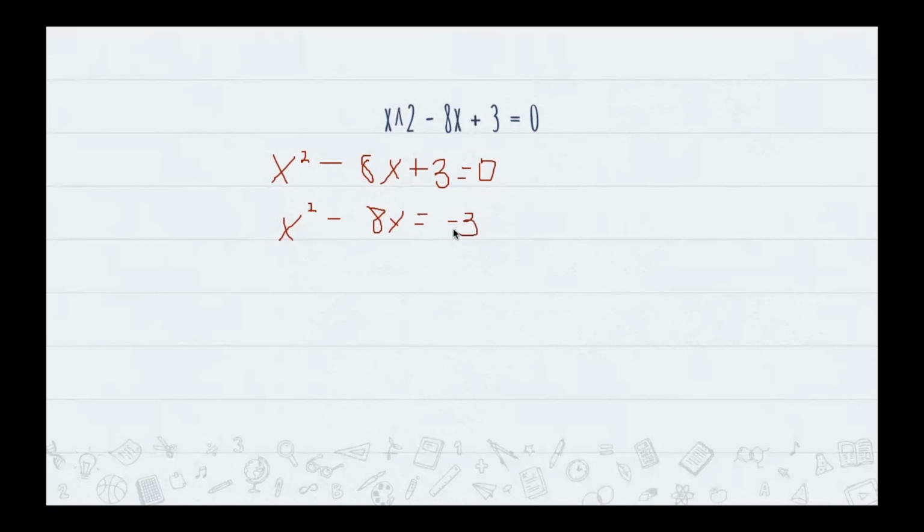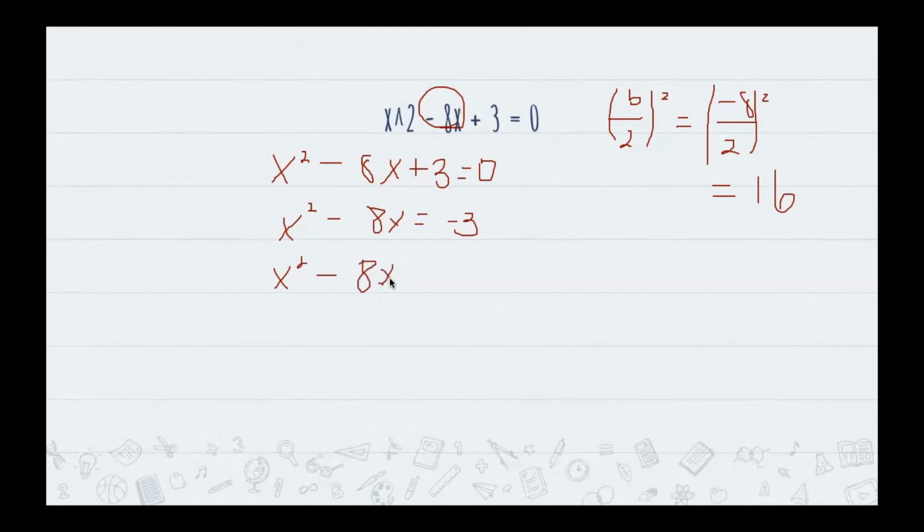Then you want to use the formula from before, b over 2 squared. So the b in this case would be negative 8 right here. So you would have negative 8 divided by 2 squared. Negative 8 divided by 2 is negative 4. Negative 4 squared will give you positive 16. So you would add 16 on both sides. So x squared minus 8x plus 16. And the other side would be negative 3 plus 16.